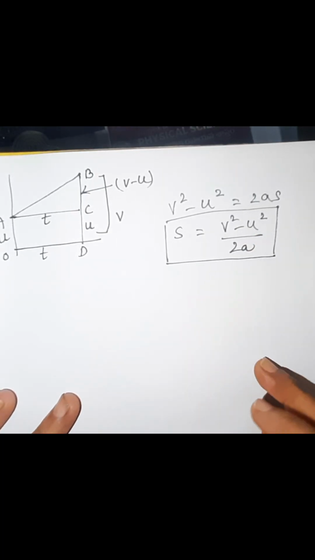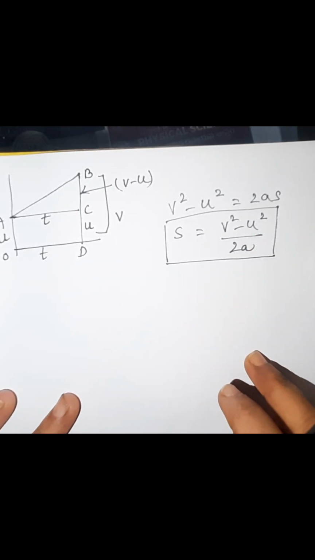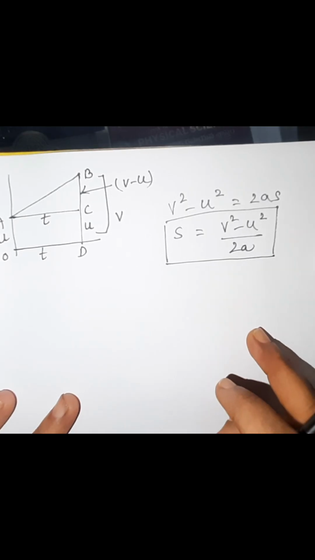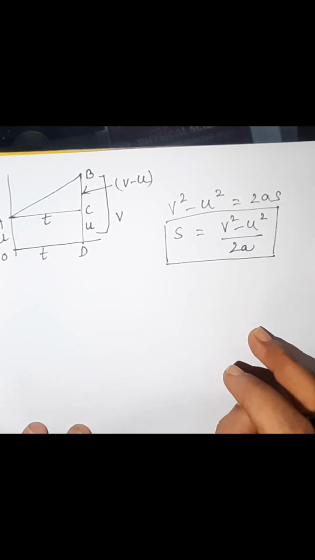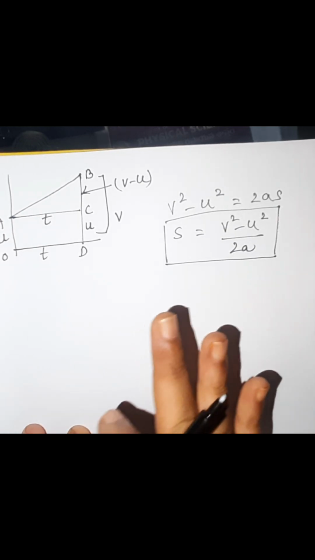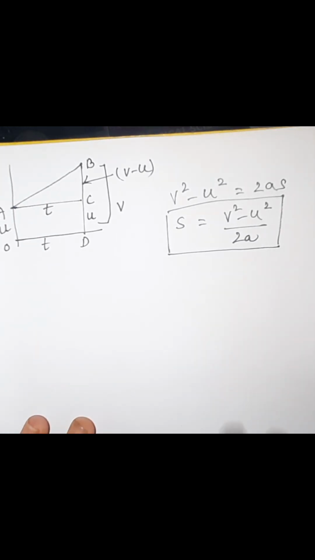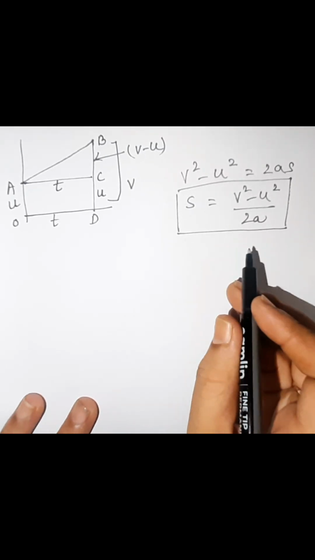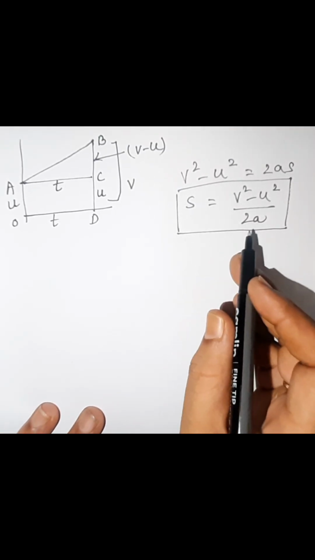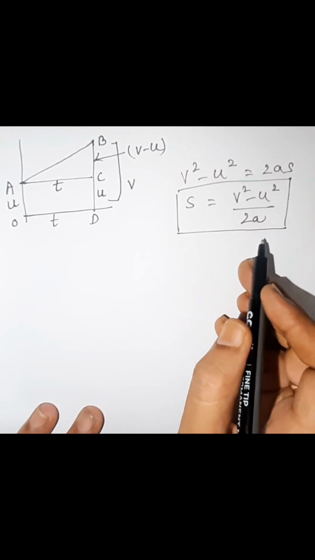In this chapter we have the acceleration formula, then the three equations of motion, then average speed and average velocity. All the sums are based on these. Now, for this derivation, see how to get this equation: s is equal to v square minus u square upon 2a.